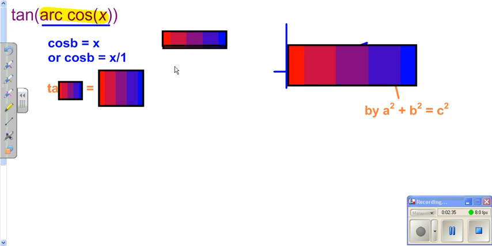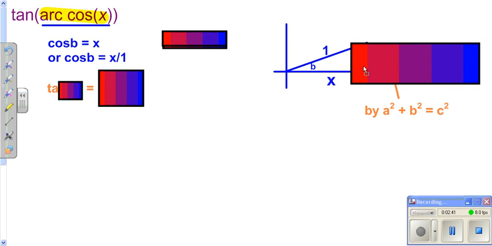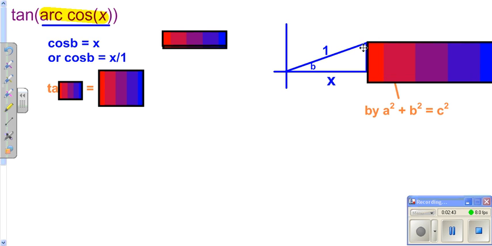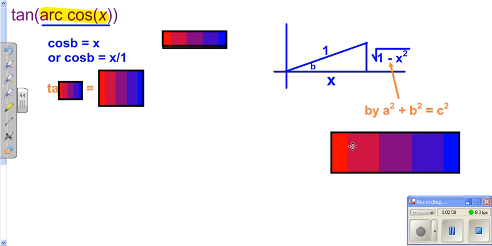It doesn't really make a difference whether you draw it in quadrants 1 or 2. I'm going to just draw it in quadrant 1. Come out from the origin, go up, make a right angle to the x-axis. Cosine is adjacent of x over your hypotenuse of 1. Use your Pythagorean theorem to figure out your opposite side. If you do that, you would end up getting the square root of 1 minus x squared.